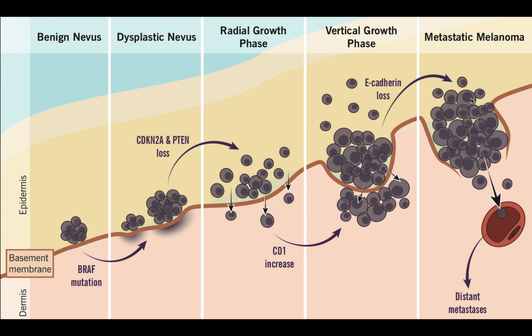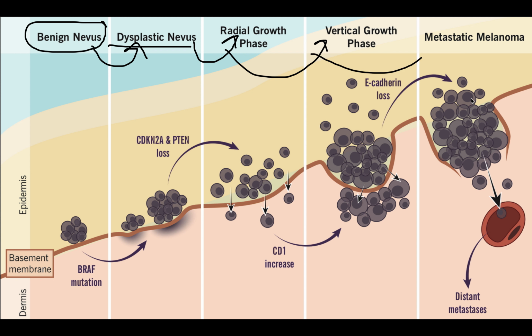Malignant melanoma, how it progresses: there is a benign nevus, it goes into a phase known as dysplastic nevus, then it goes to radial growth phase, then vertical growth phase, and lastly to metastatic melanoma. So dysplastic nevus is an in-between area, when it goes from benign to radial growth phase.